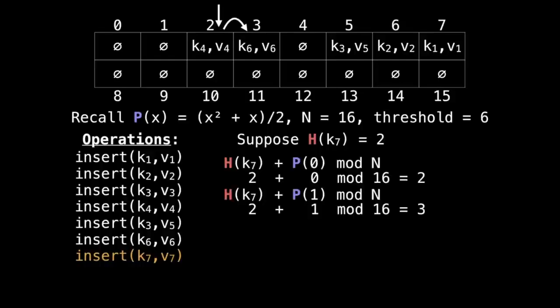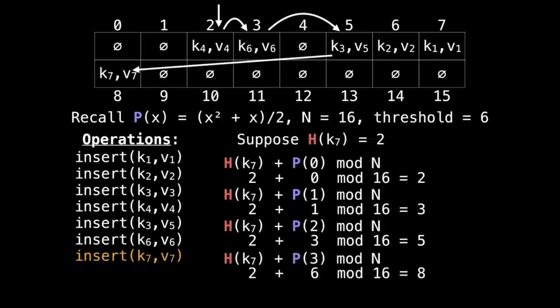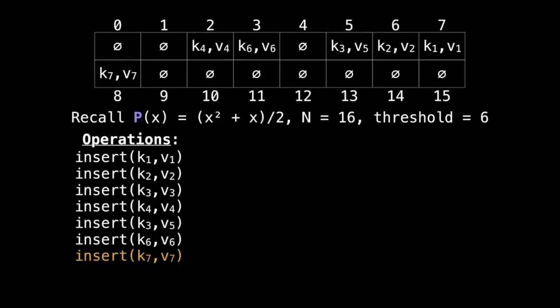So when we probe, our probing function gives us an offset of 1. That's also taken, so probe again. So now we are at position 5, but that's also taken. So keep probing again. So we probe for a 4th time to get an offset of 6. So that gives us 8. And that slot is free. So we're going to insert that there.